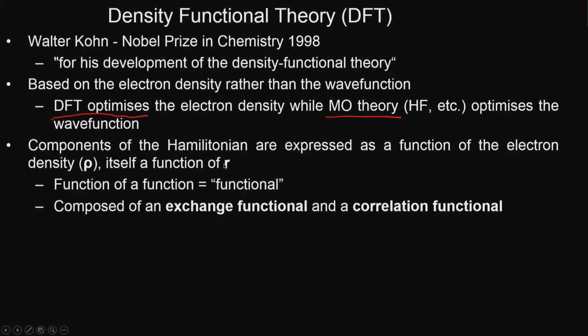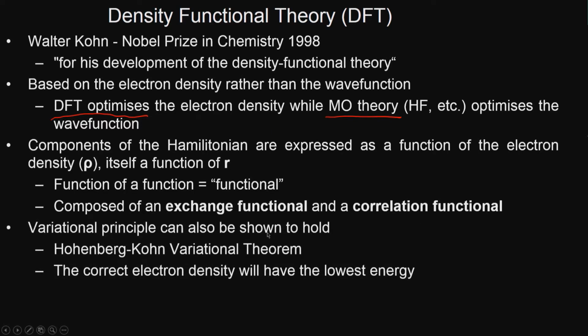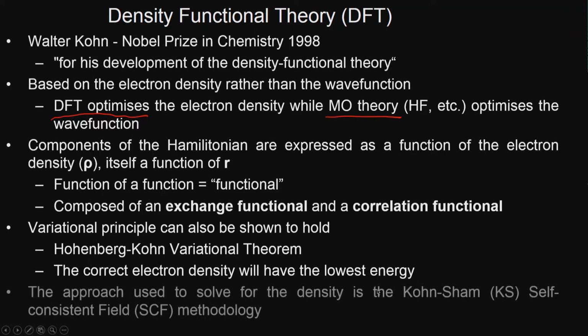Okay, the components of the Hamiltonian are expressed as a function of the electron density, rho, itself a function of r. r, as you know, is the location. So it is a function of a function, composed of an exchange functional and a correlation functional. The variational principle can also be shown to hold, the Hohenberg-Kohn variational theorem. The correct electron density will have the lowest energy. The approach used to solve for the density is the Kohn-Sham self-consistent field methodology. This is how density functional theory works.